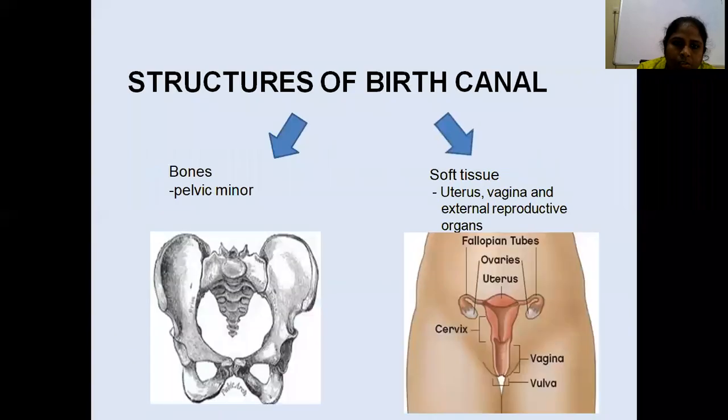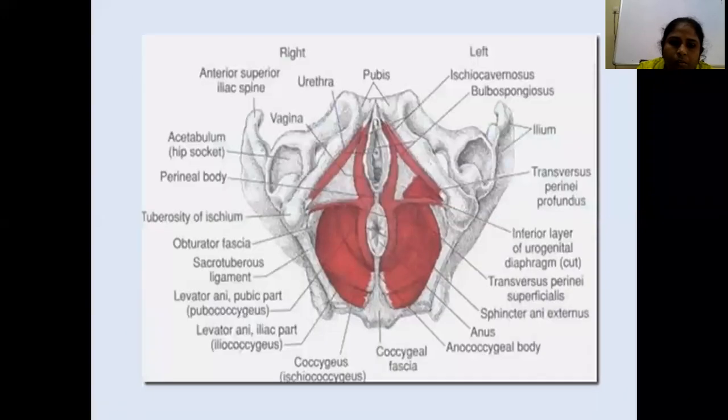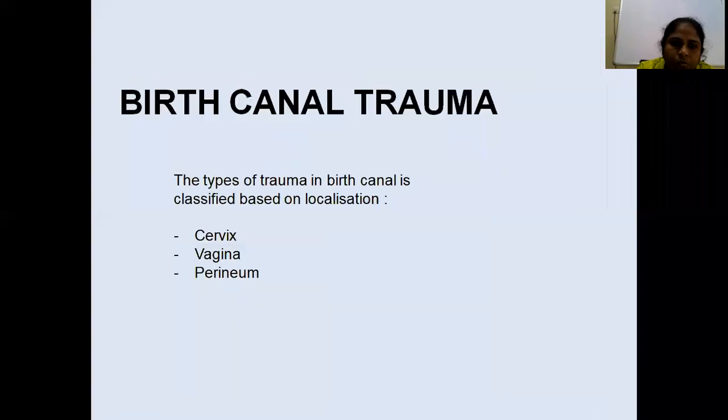What are the injuries of the birth canal? I have talked about obstructed labor, then rupture of the uterus, and now this is about the injuries of the birth canal. The birth canal has a bony part and a soft tissue part. This is about the pelvic bones. So birth canal trauma is divided into cervical trauma, vaginal trauma, and perineal trauma.